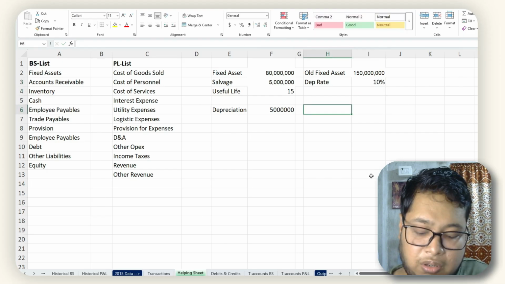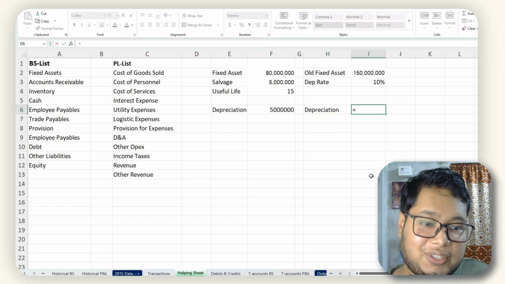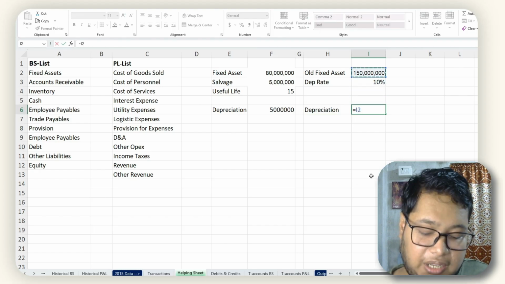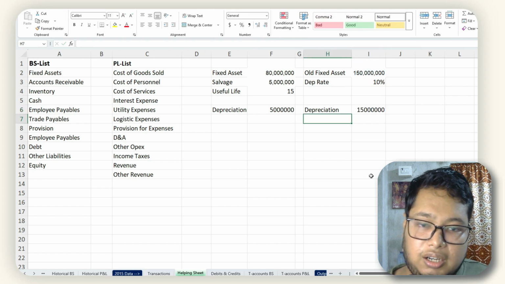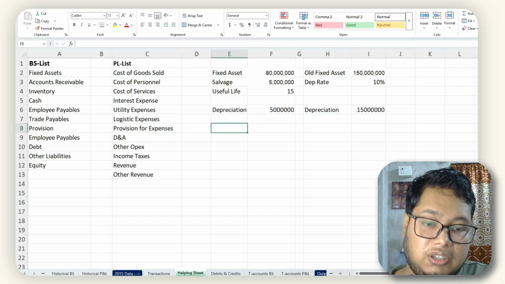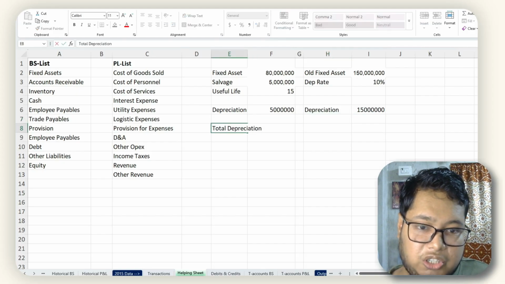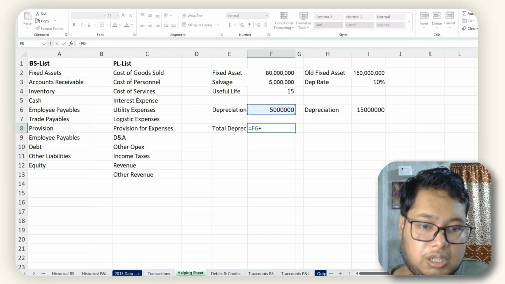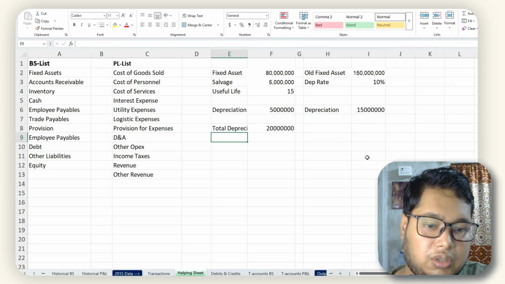So our depreciation will be for this. I can copy paste also. So this will multiply with this, which is the other part of the depreciation for this fixed asset. Now we have to calculate the total depreciation, equals to this plus this. It's not looking in the right format, so I have to change that as well.